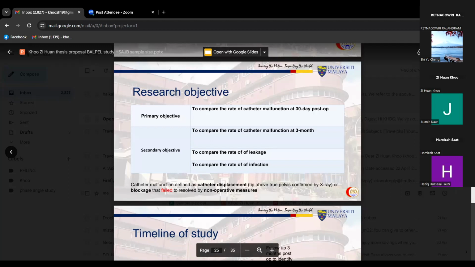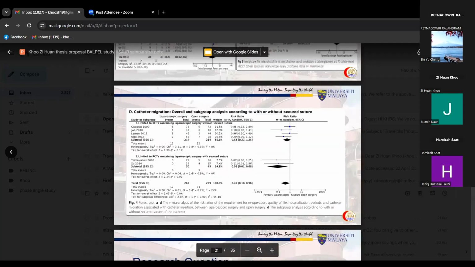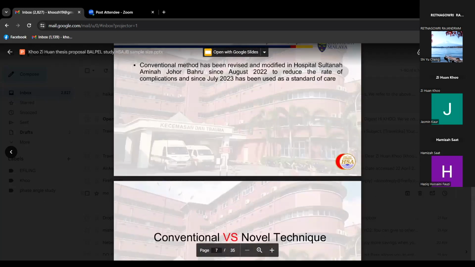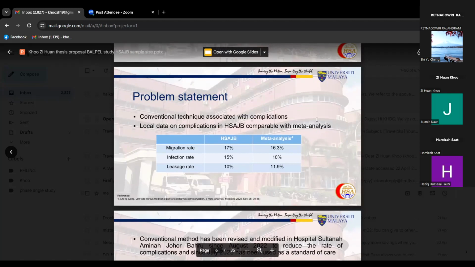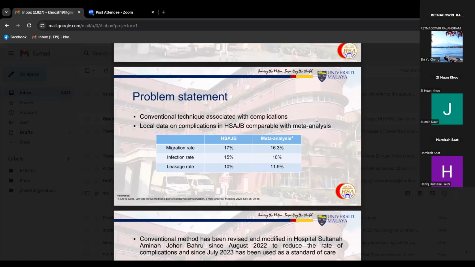Okay. Now when it comes to that, in your historical cohort, are there reference papers on what the rate was before this new technique? Do you have numbers? What is the rate for the conventional? Actually, for the conventional there was a meta-analysis, using the conventional method, on the migration and infection rate. Compared to our old historical data, it is almost similar to the meta-analysis. Okay.